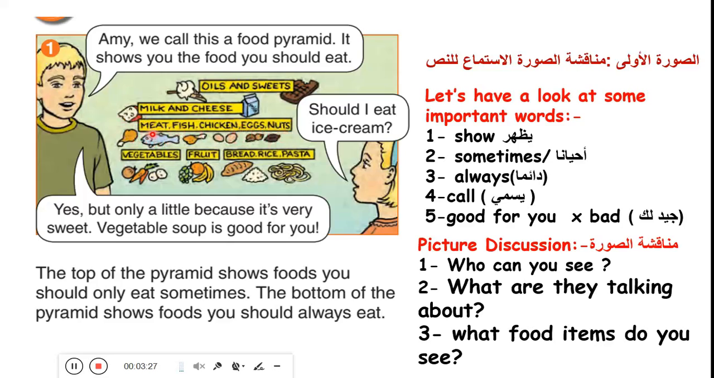We have two groups: the meat group, which contains meat, fish, chicken and eggs, and the milk group, such as milk, and we also have nuts. Also we have here milk and cheese. Here we have oils, meaning fries, and sweets. Sweets are at the top of the pyramid. This is the bottom of the food pyramid, and here we have the top of the food pyramid that shows oils and sweets.